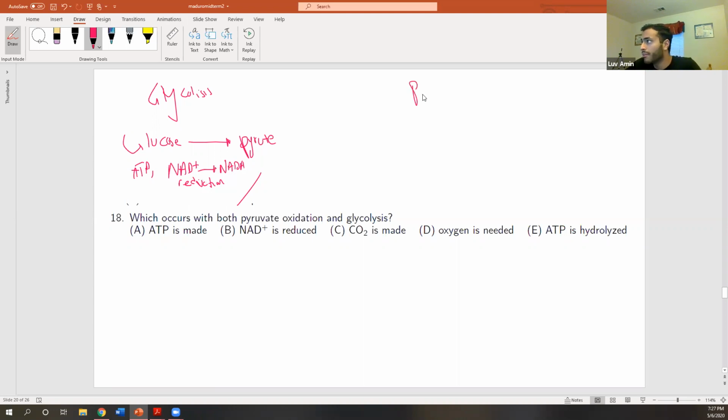Let's talk about what happens in pyruvate oxidation. We're going in with pyruvate, and we're coming out with acetyl coenzyme A. The key thing I'm going to keep repeating is that every time we lose a carbon, we're releasing it as CO2. Here we're going from a 3-carbon to a 2-carbon molecule, so we get a CO2, and we're also getting NAD plus being reduced to NADH as well, so we have another reduction process.